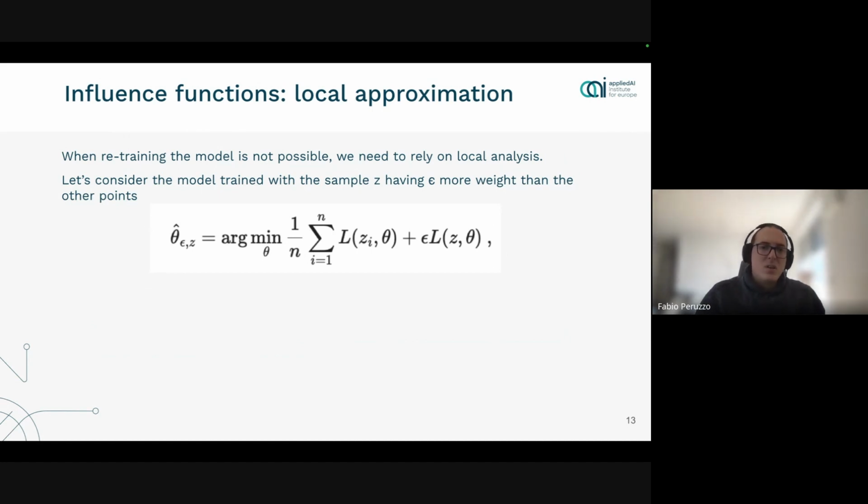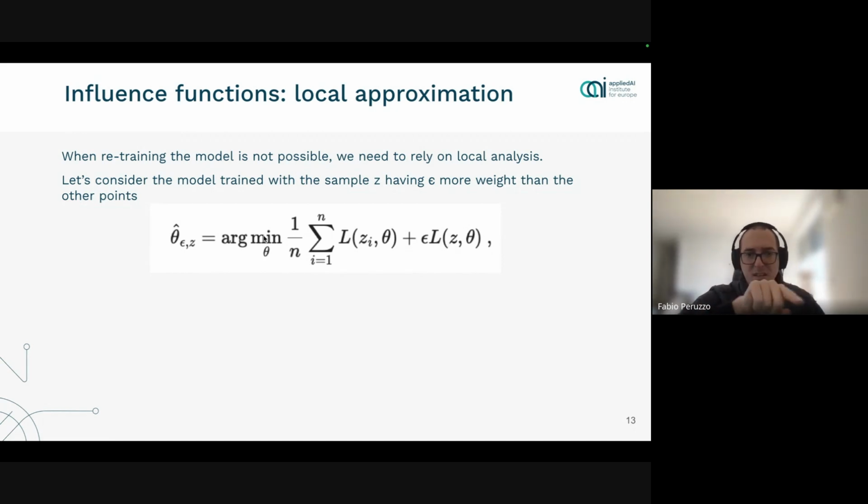So a second definition of influence functions that was already introduced in the 2017 paper was, instead of considering leave one out, which is, okay, I remove this point and see what happens, I just epsilon upweight the loss of that point, which means I consider the model trained with the loss where the point that I'm considering, Z, has a little bit more weight than all the other points. So we have this epsilon L term at the end.